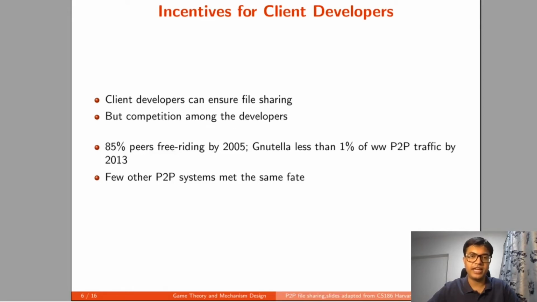85% of the peers actually free rode the system by 2005, and today Gnutella has less than 1% of worldwide peer-to-peer traffic. This is data from 2013, but I believe the numbers are almost the same even today. There were a few other peer-to-peer systems like Gnutella which also did not care about the strategic behaviors of these users, and they met the same fate. They are not really very popular or used.